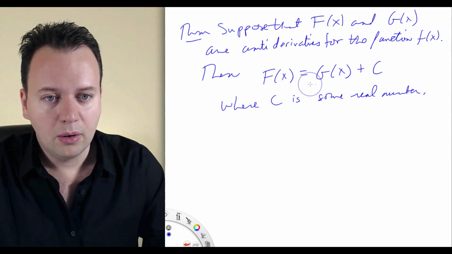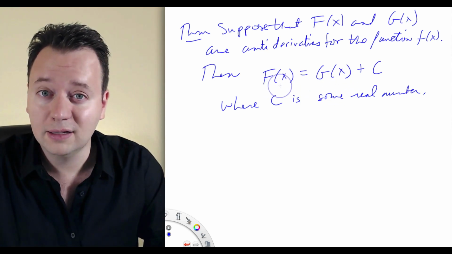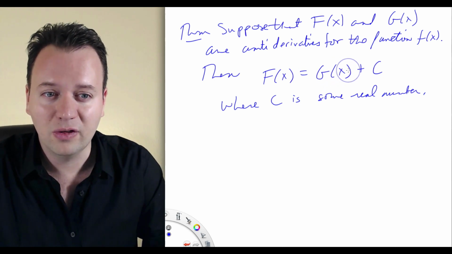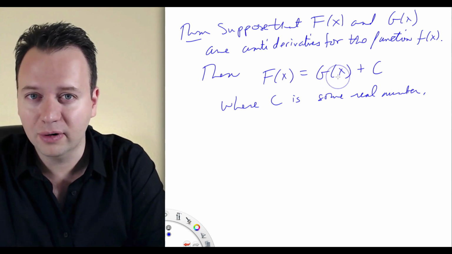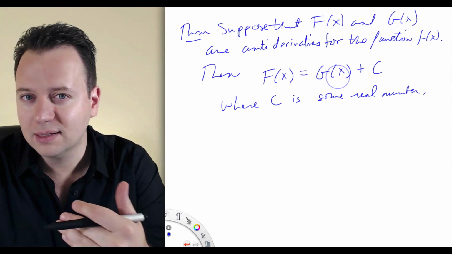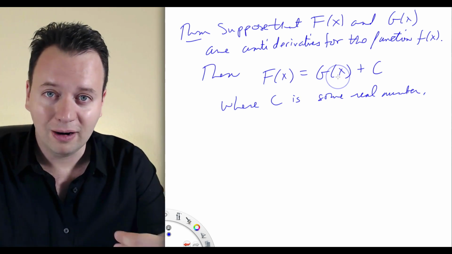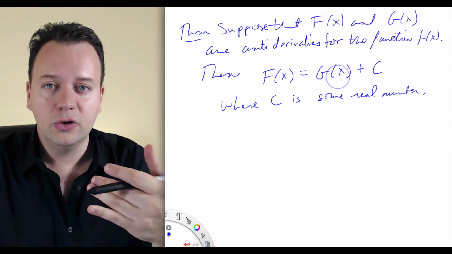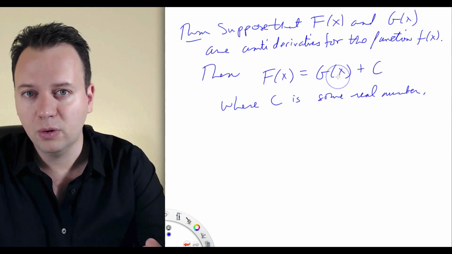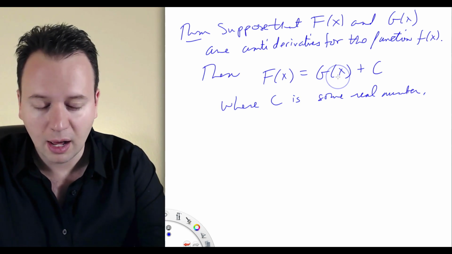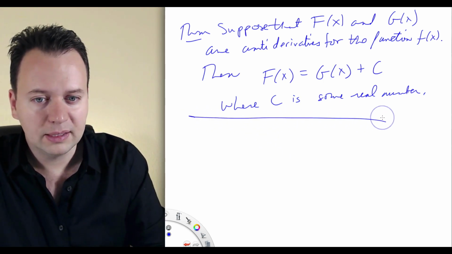So what this says is that once you find one antiderivative, any other antiderivative that you can possibly find is just a constant added to that first antiderivative. So up to an additive constant, antiderivatives are in fact unique, right? So you can have two antiderivatives for the same function, but they have to be related to each other by an additive constant. So let's see an example.